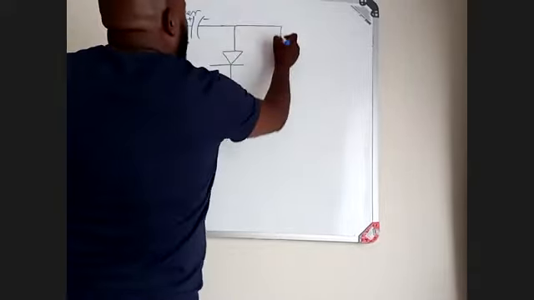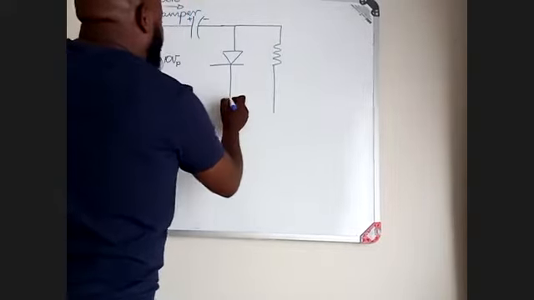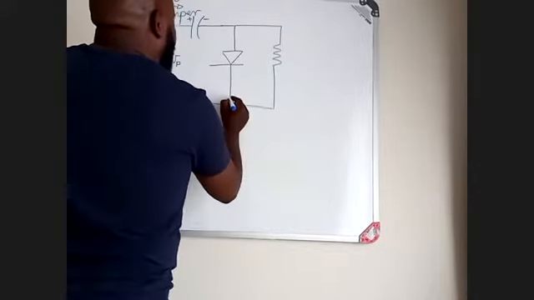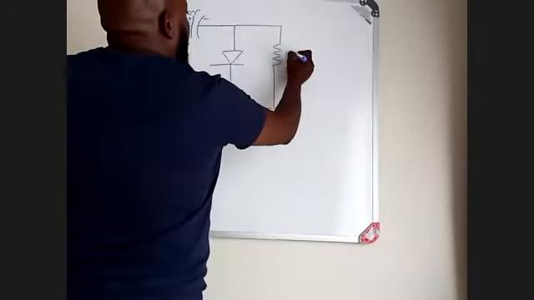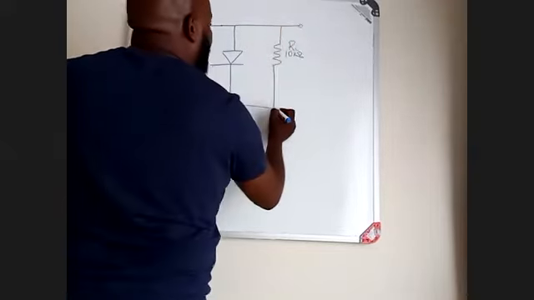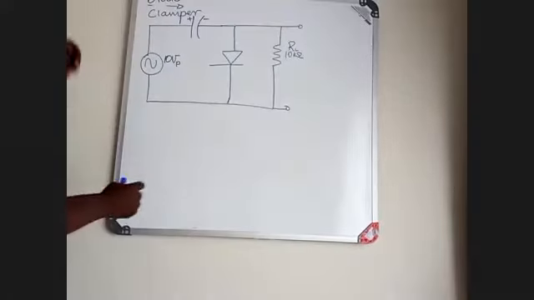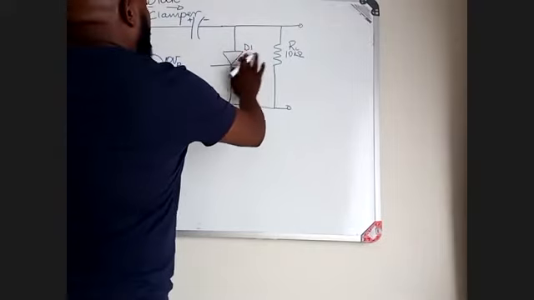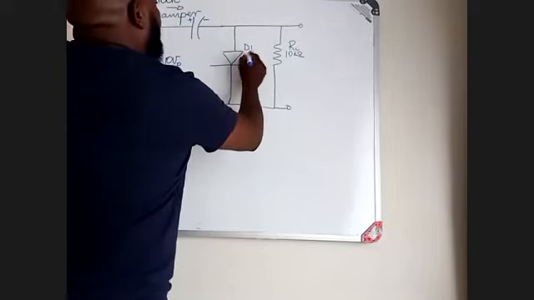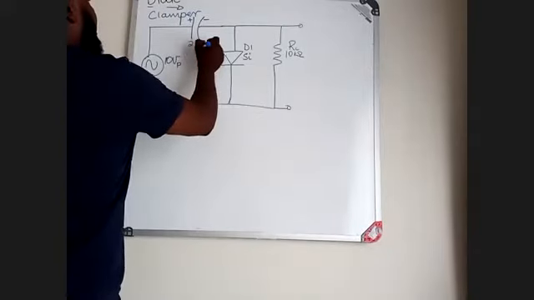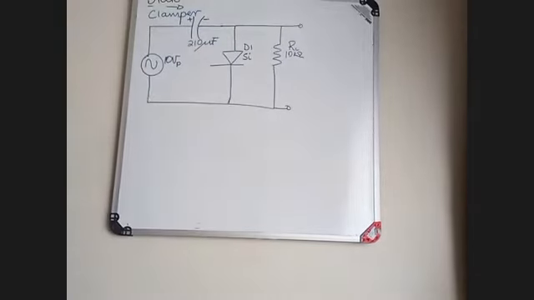Then I have my output resistor there. I will say this is a 10 kilo ohm resistor, which is my load resistor. That is where I will measure my output. My diode is a silicon diode. Then I say this is a 10 microfarad capacitor.